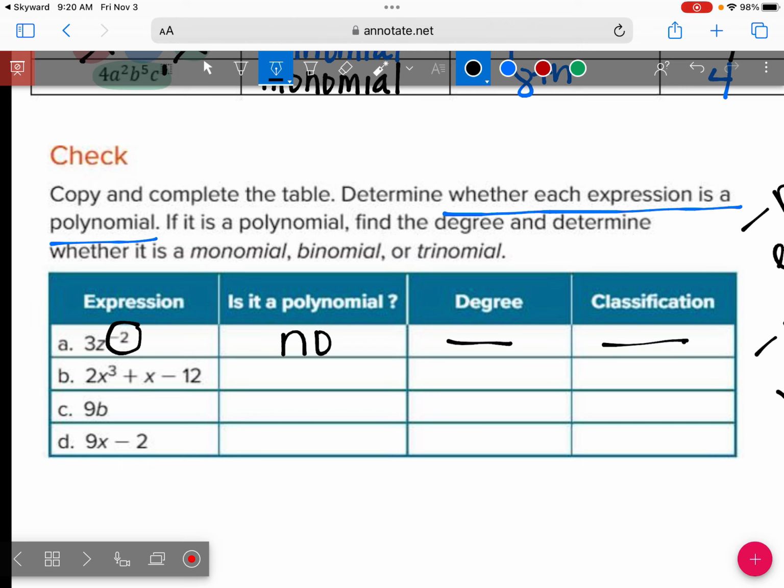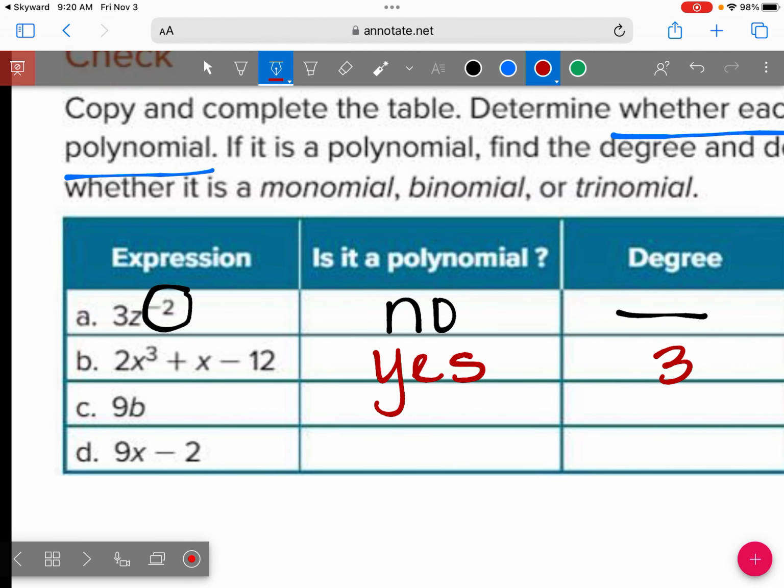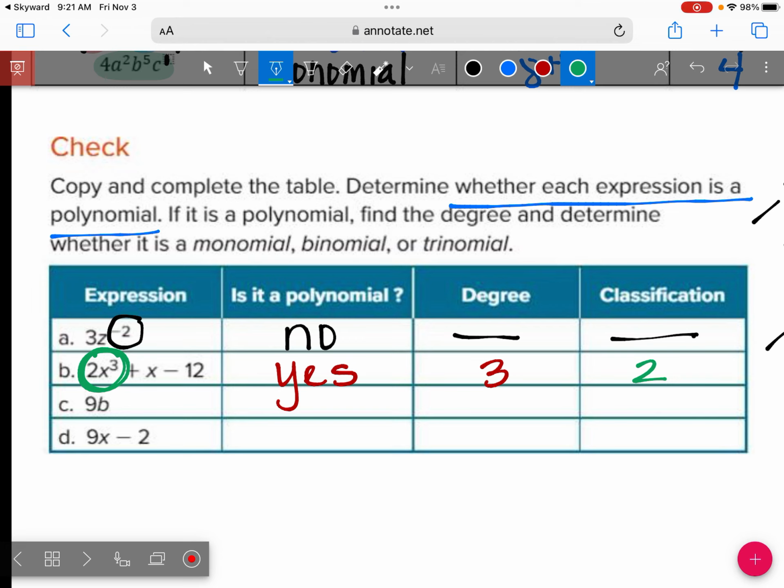All right, what about the second one, B? We don't see any negatives, so this one would be a yes. I don't see a negative exponent, so this is a yes. What's the highest exponent that you see? 3. And the term that has x to the third is this one here. So that's the number I'm going to find for my leading coefficient, because that term has the highest power. So we would say it's 2. And this is actually a trinomial because there are 3 terms.